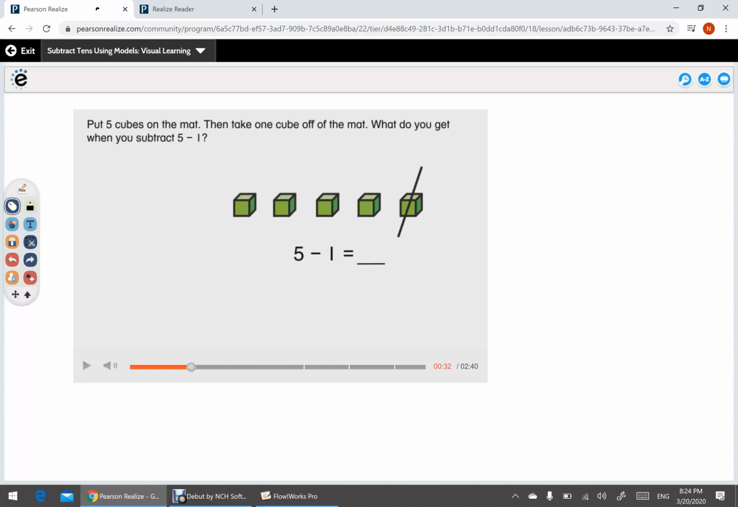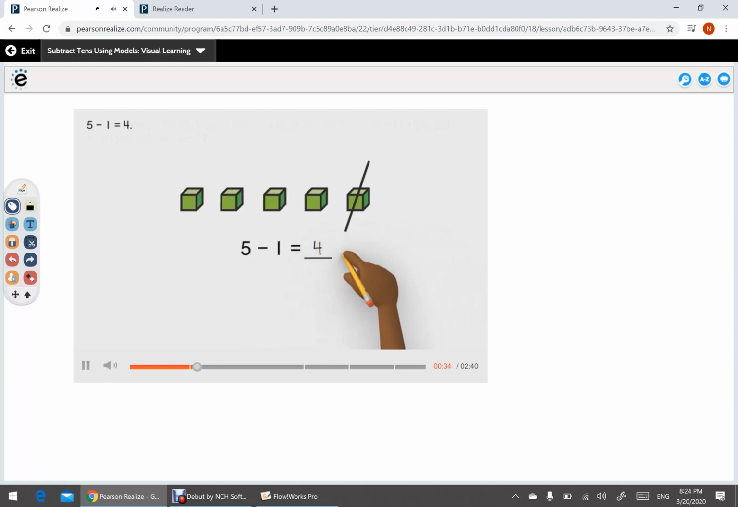Now here we learned when it's minus, you take away. You can see there are 5 cubes. Minus 1, it means you will take away 1. So how many are you left with? Excellent. You are left with 4 cubes. So let's see. 5 minus 1 equals 4.